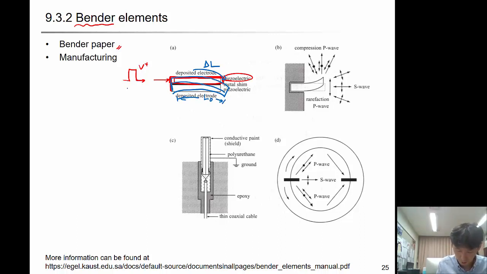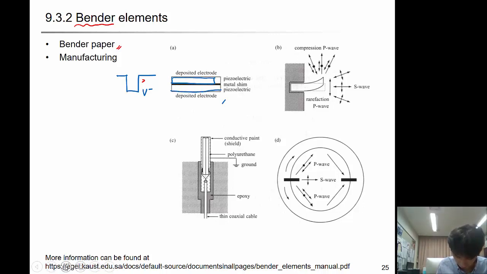And if you apply a negative voltage like this, then this will be shortened, so that it will deform, if I can exaggerate, like this. So it can be bent if you install it as a cantilever beam.